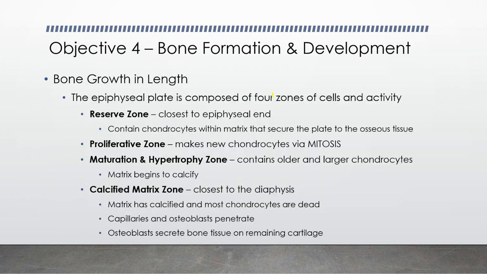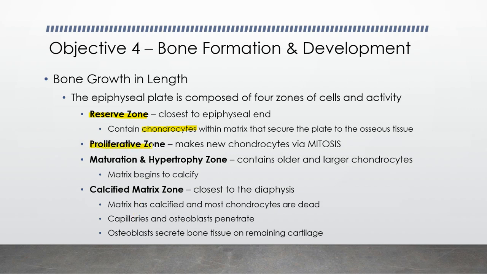And so how it's going to happen is we're going to have these 4 different zones. They contain different cells and different activities. So the reserve zone, this is actually where we don't really have the growth occurring. It does contain those cartilage cells called chondrocytes, and they're just going to secure the plate to that bone tissue, that osseous tissue. And this is the part that is closest to the epiphyseal end. And so as we're going down, we're getting closer to the diaphysis.